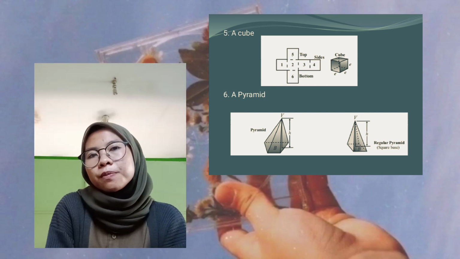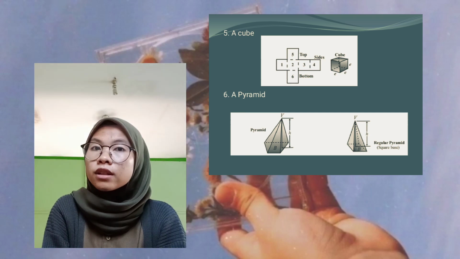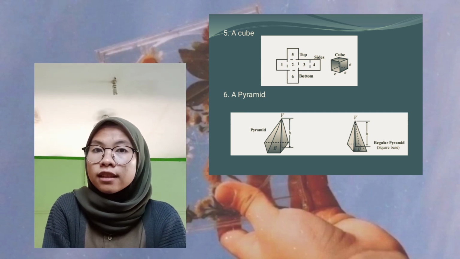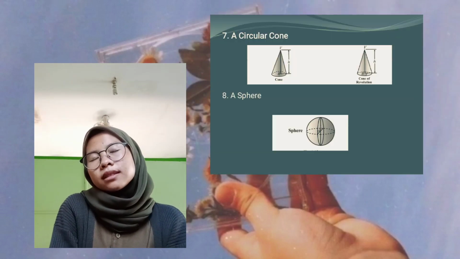A regular pyramid is a pyramid whose base is a regular polygon and whose altitude joins the apex and the center of the base.